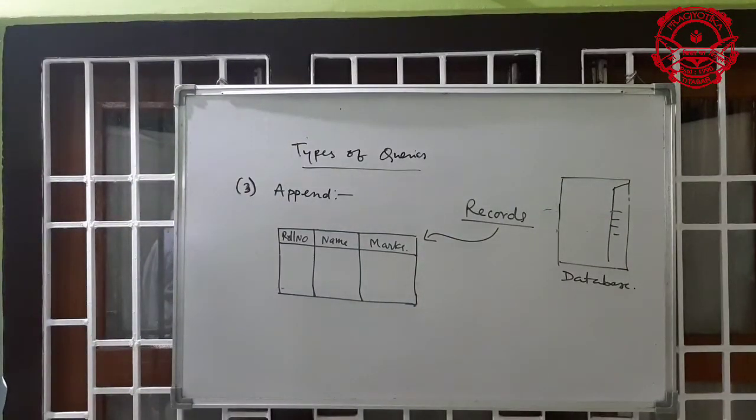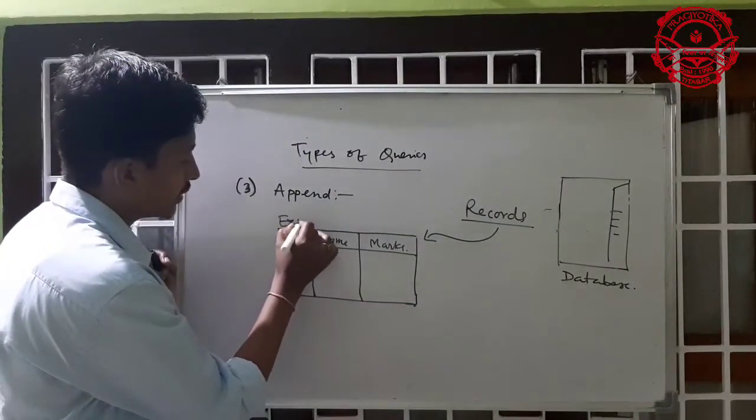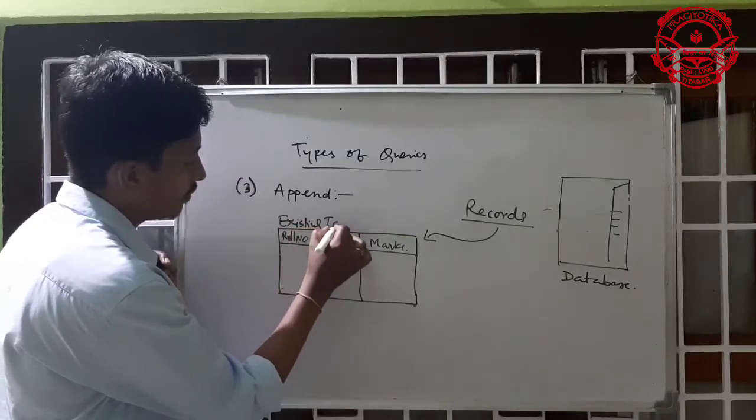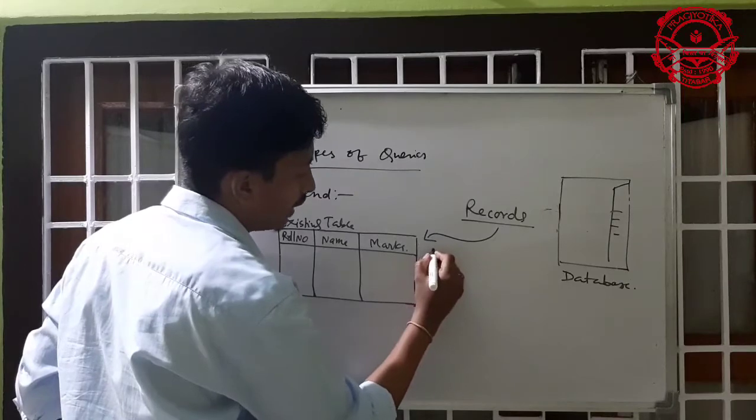This query adds a record to the existing table. This is an existing table. After getting those records, they will be added here.